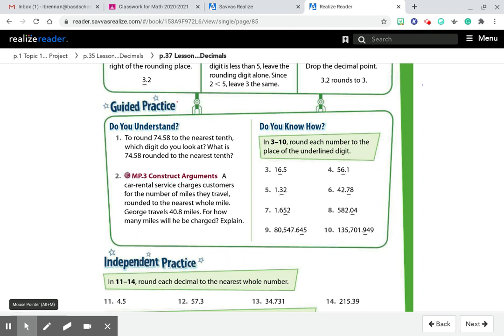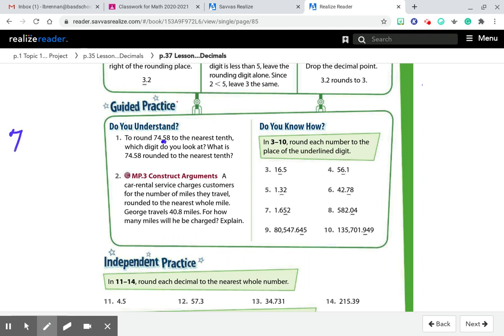2 rounds, but please try to do the guided practice in the book. These couple little problems before you go into the buddy work, or if you do the book work, the independent practice. To round 74 and 58 hundredths to the nearest tenth, which digit do you look at? If you want to round to the nearest tenth, of course you want to underscore what's in the tenths, and that's a 5 there. What is 74 and 58 hundredths rounded to the nearest tenth?